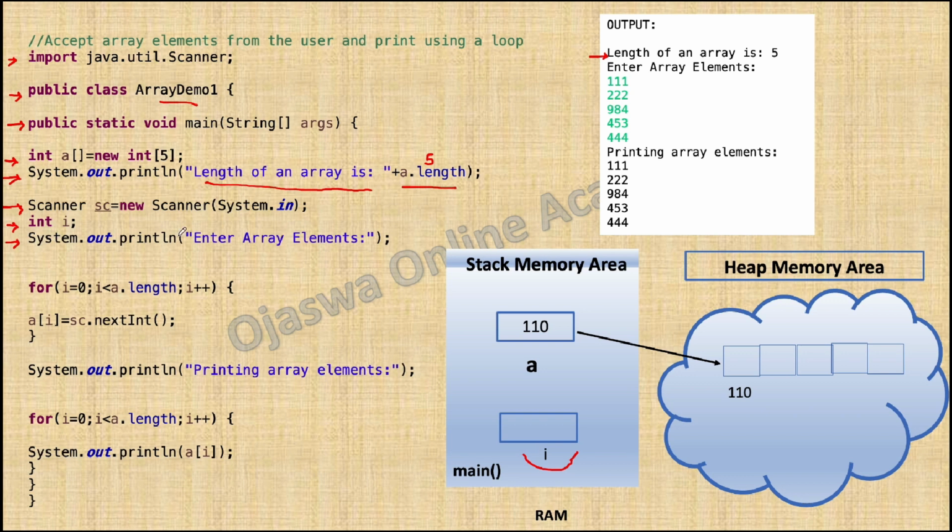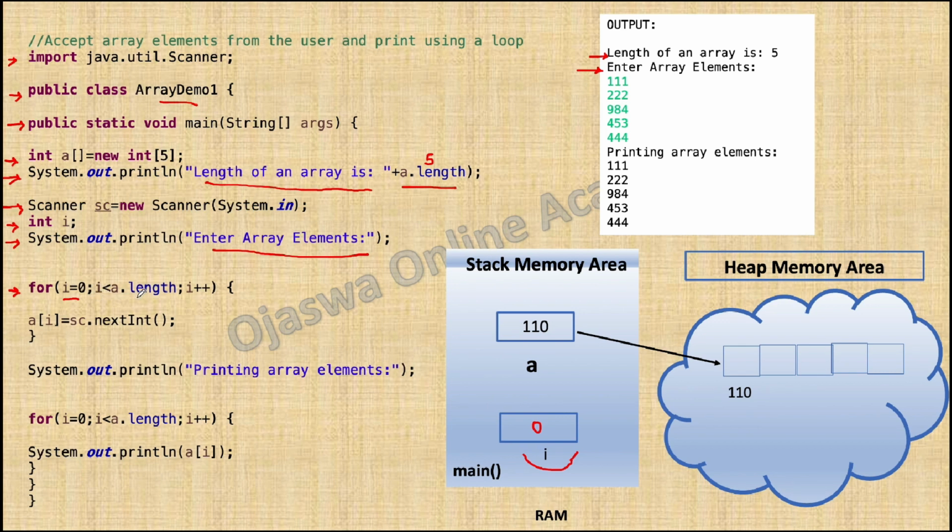Next statement is System.out.println("Enter array elements"). This is printed to the console. Here we are writing a loop to accept input from the user 5 times. And when the loop iterates one by one, we will be accepting input from the user. So the counter variable i is initialized to 0. Value 0 will be stored in here.